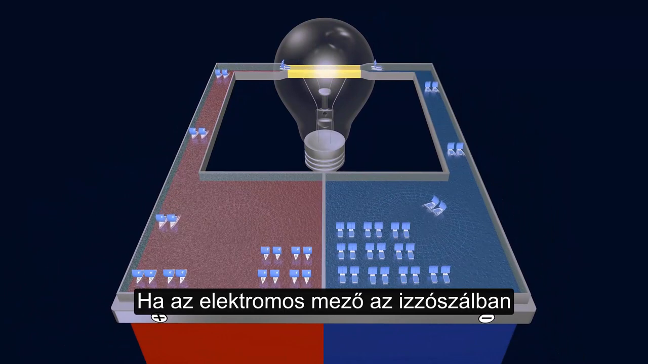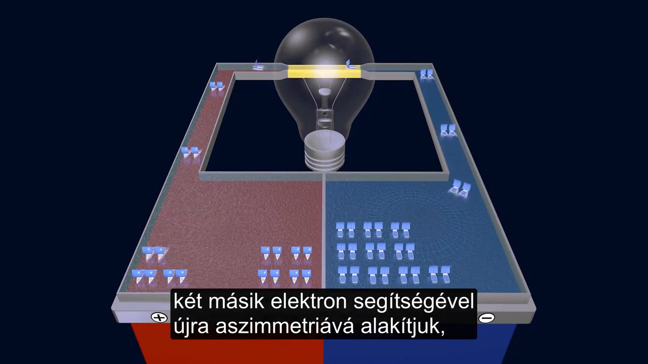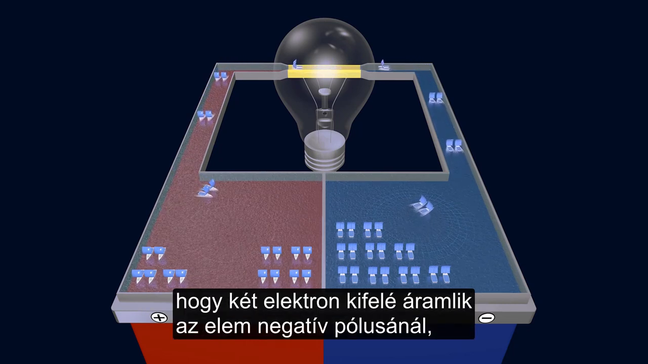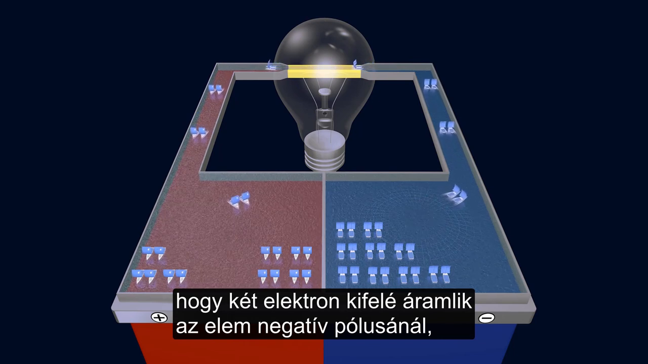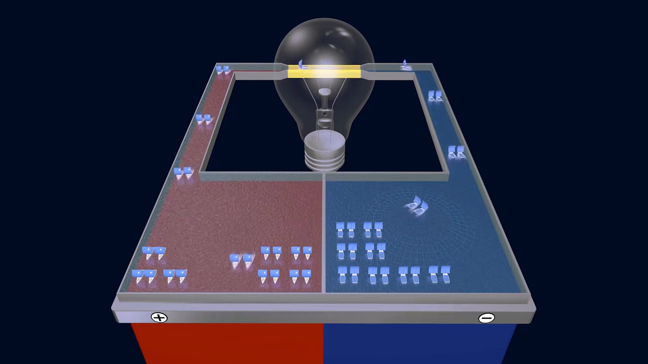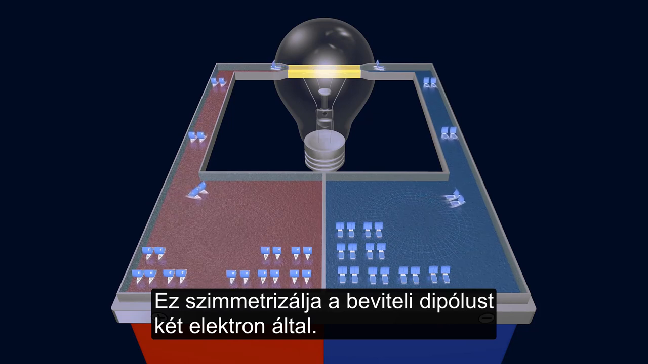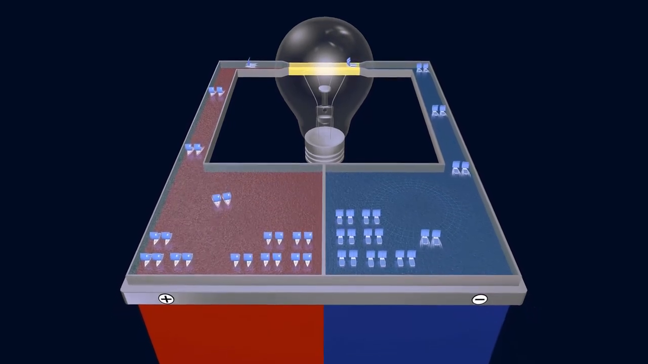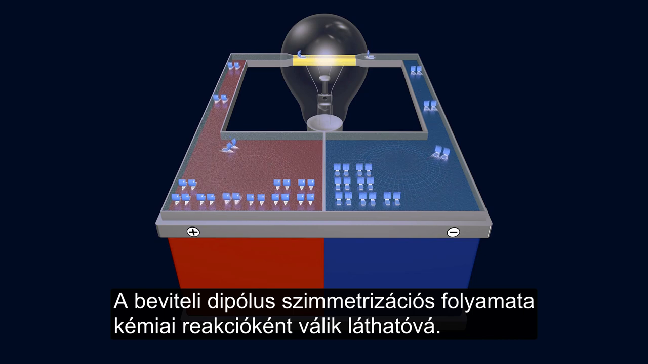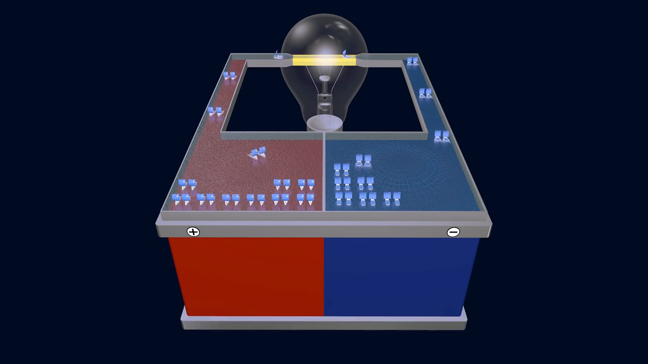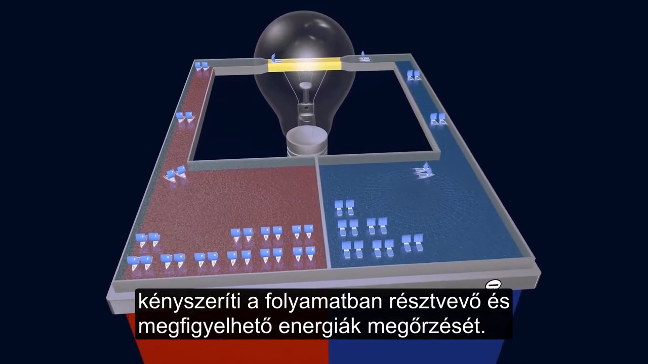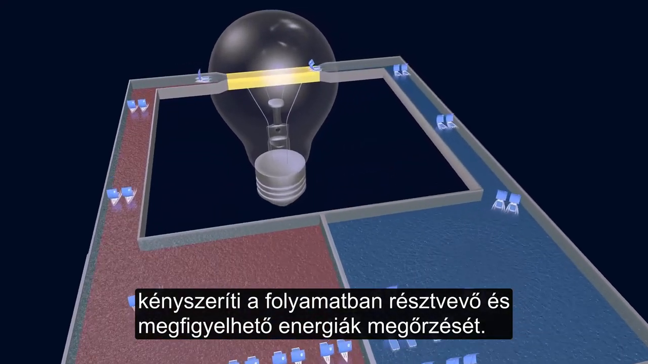If an electric wind is converted in the filament with the help of, for example, two electrons into another asymmetry, the unavoidable consequence is that two electrons flow out of the battery at the negative pole and two electrons flow into the battery at the positive pole. This symmetrizes the input dipole by two electrons. The symmetrizing process of the input dipole becomes visible by the chemical reaction. The uniform distribution of electrons in the filament and in the battery enforces the conservation of the observable energies involved.